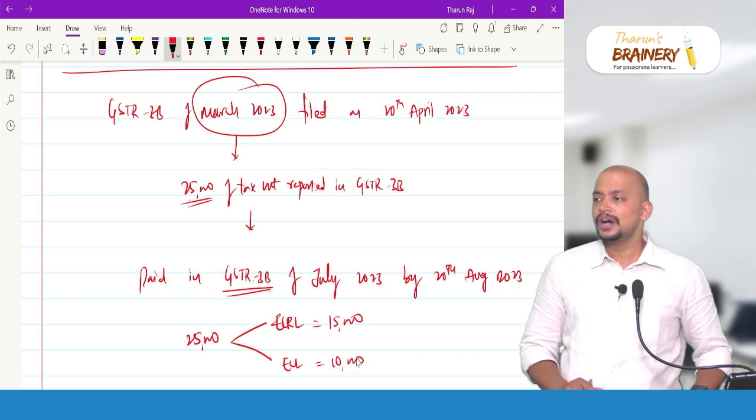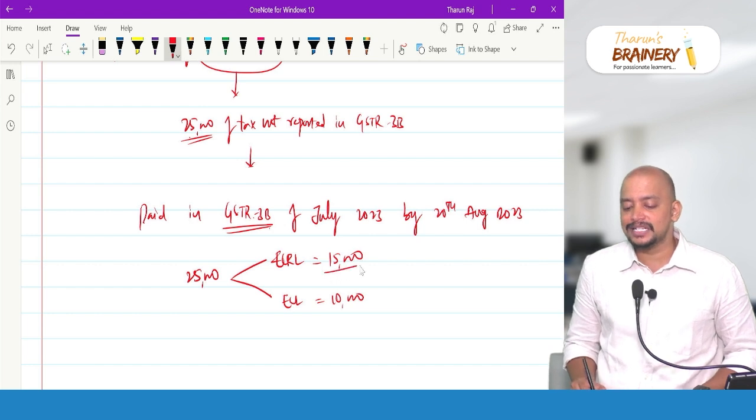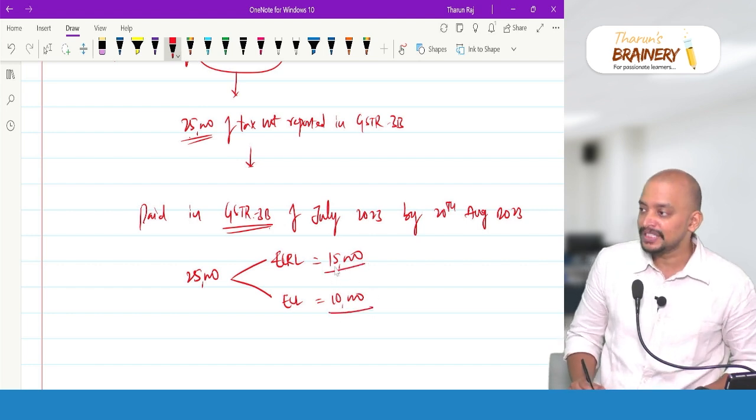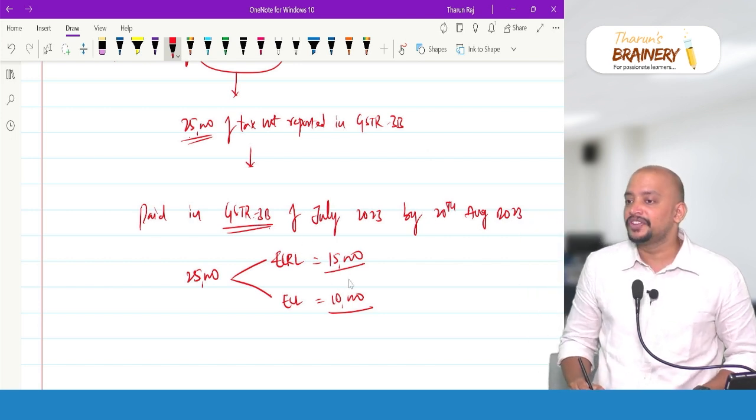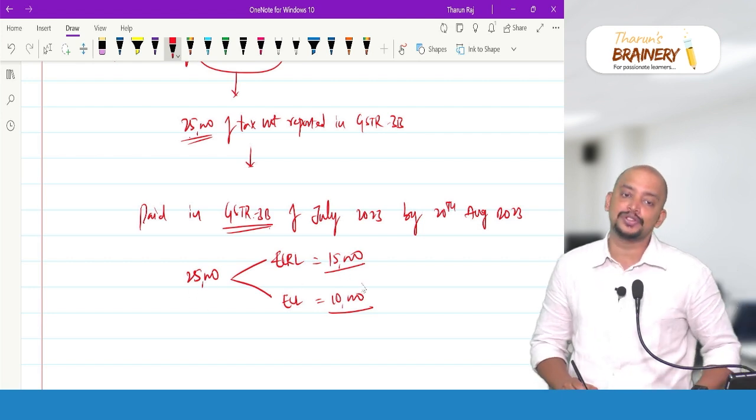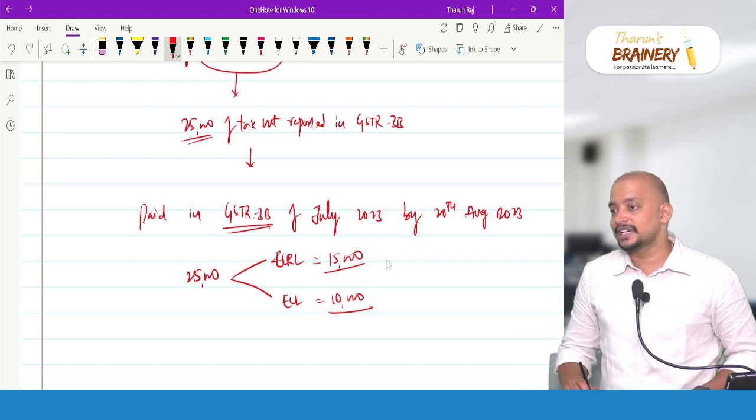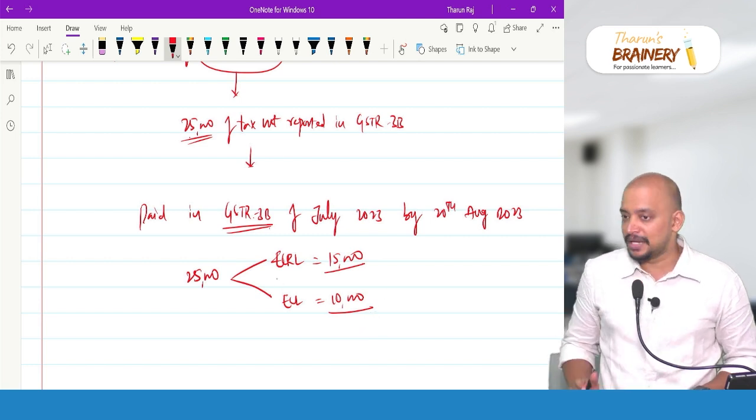You understood? How do I know this? So the 3B of that particular month I am discharging in this ratio. The 3B liability of that month I am discharging in the ratio of 15:10 or 3:2. So this 25,000 rupees also I would have paid using electronic credit ledger 15,000 and cash ledger 10,000. Now interest is payable, correct or not?